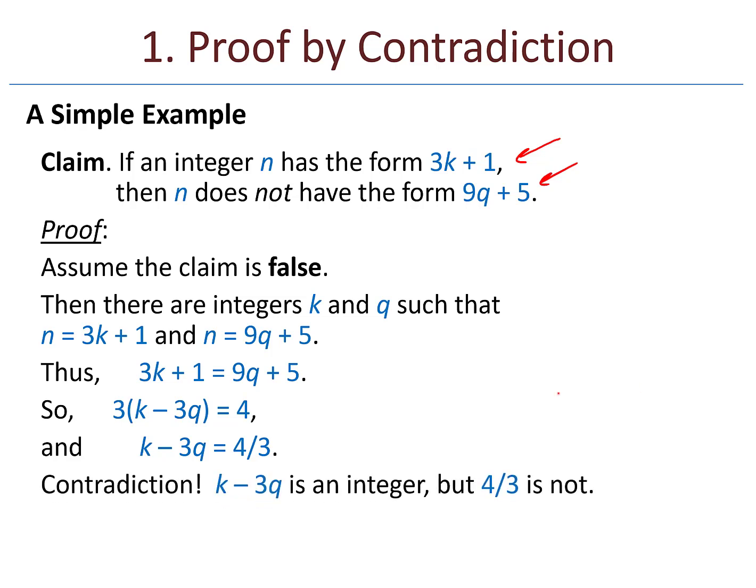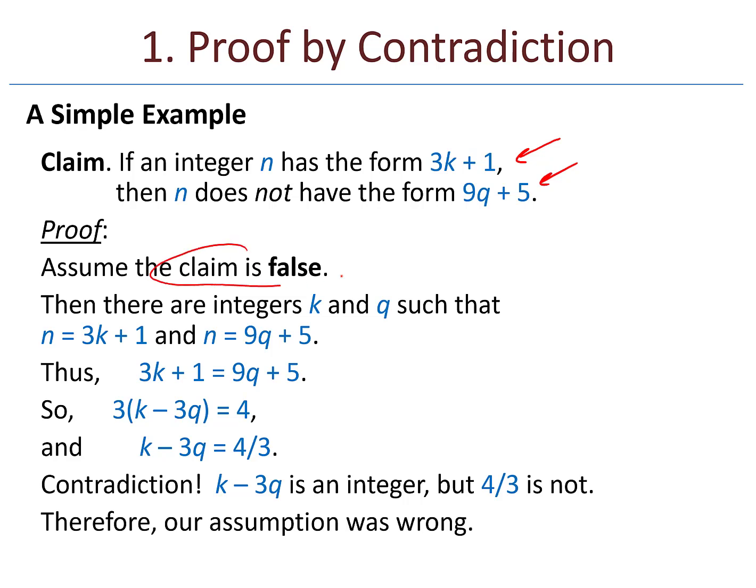The problem is that the left-hand side, k minus 3q, is an integer by closure, but 4/3 is not an integer. Therefore, our assumption was wrong. Do you see what happened? We assumed that the claim was false, and under that assumption I can logically proceed until I get to a claim that is clearly not true. Since I ended up with something that's not true, I must have made a mistake earlier on in the proof.